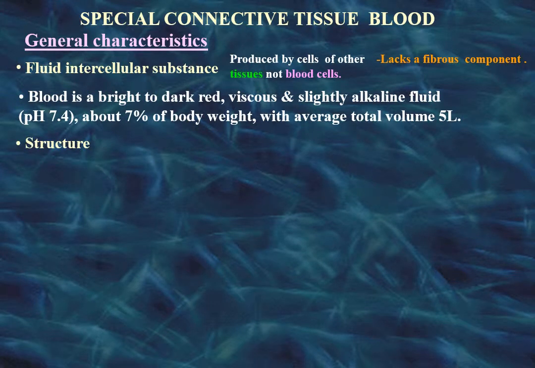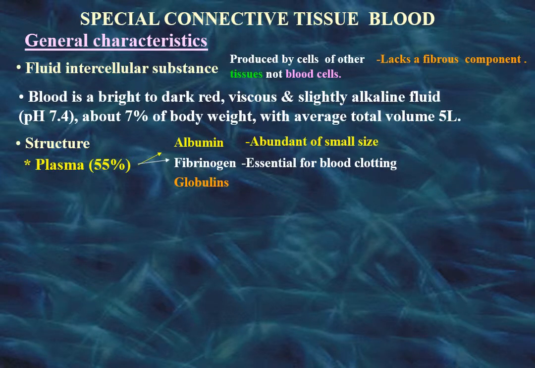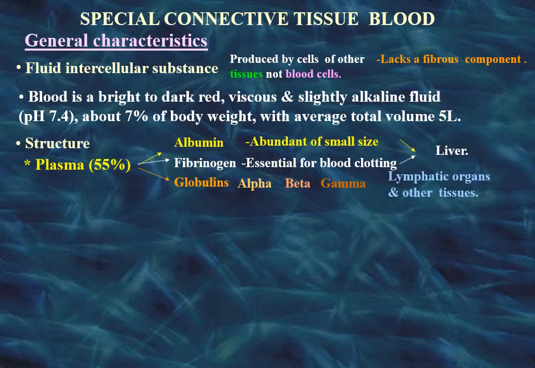Structure. Blood is formed of plasma 55%, which contains three types of protein: albumin, fibrinogen, and globulins. Albumin is the most abundant and of small size, while fibrinogen is essential for blood clotting. Both types of protein are formed in the liver. On the other hand, globulins of three types, alpha, beta, and gamma, are formed in lymphatic organs and other tissues.